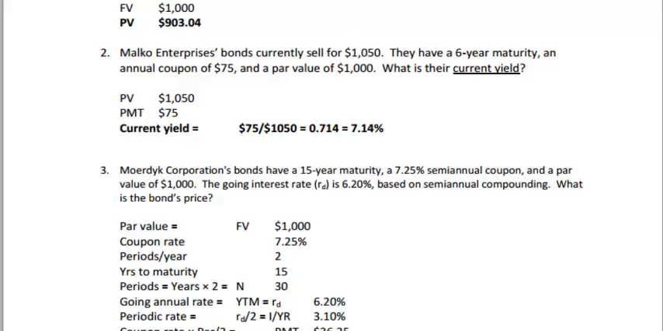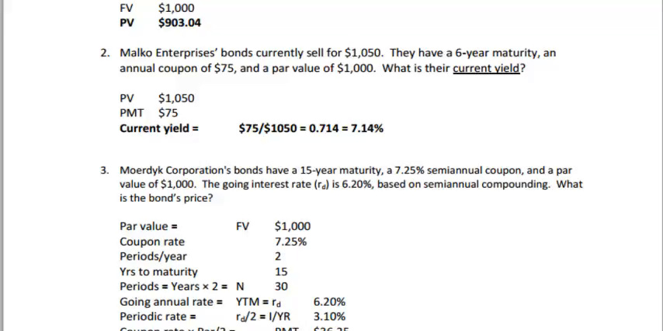The current yield is equal to the current annual payment divided by today's price. According to the given information, the annual coupon is $75. Today's price is $1,050. We divide and we get 7.14%. So then another question that could be supplemental to this is: is the capital gains yield positive or negative?